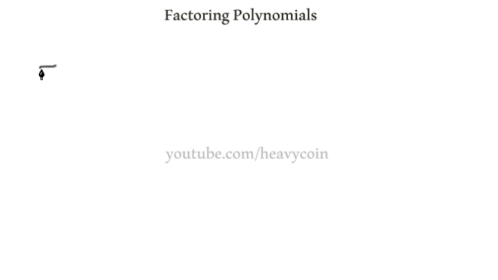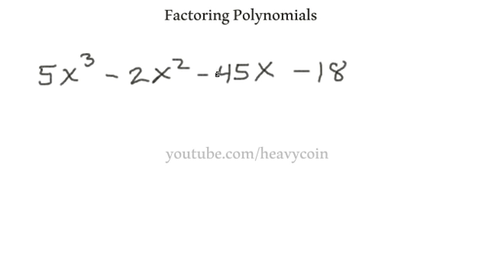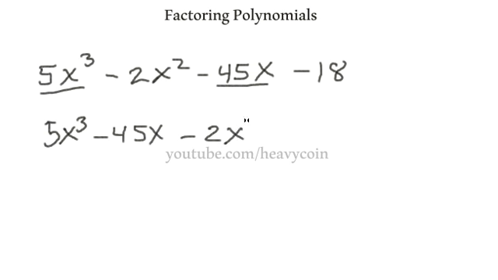Alright, let's look at this one here. We have 5x cubed minus 2x squared minus 45x minus 18. And what we're going to do here is we're going to group these terms. So I'm going to group these two together first, and that's going to be 5x cubed minus 45x, and then I'm going to group these two together, so we have minus 2x squared minus 18.